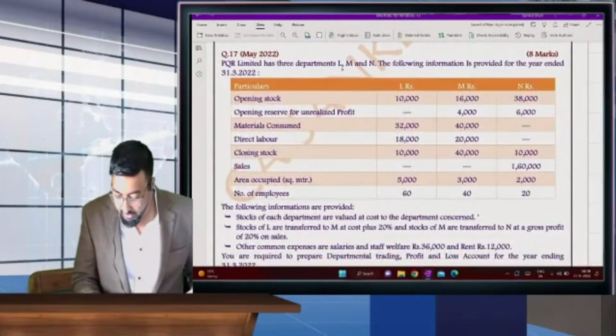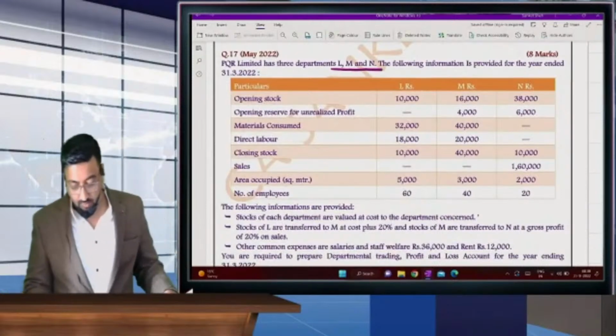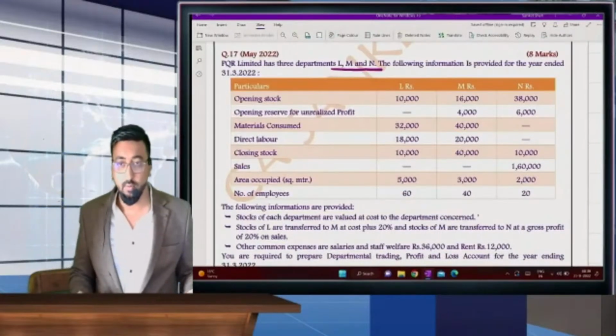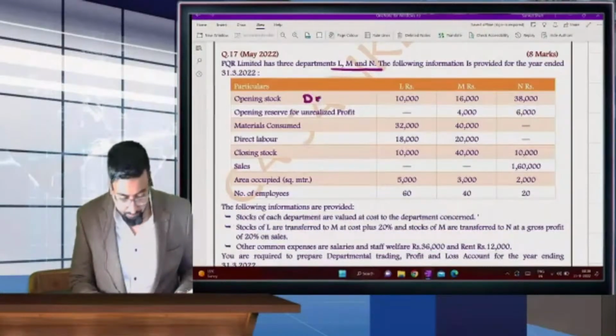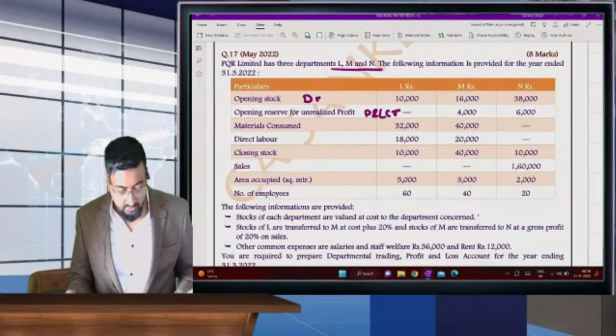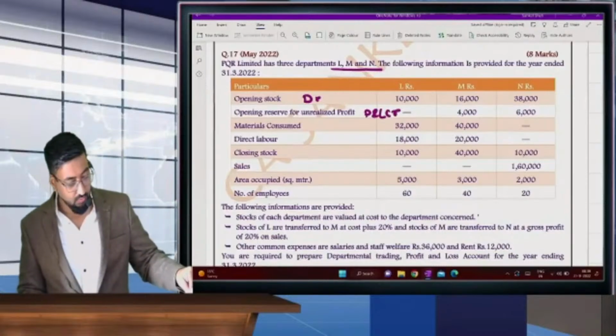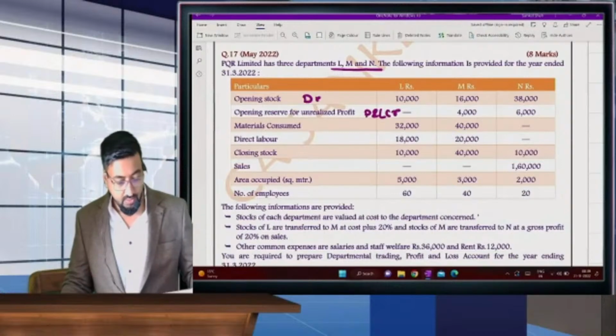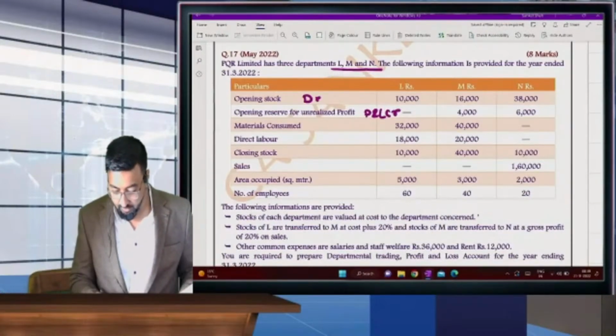PQR Limited has three departments, L, M, and N. The following information is provided for the year ended 31st March 2022. Opening stock. Opening stock is debit. ओपनिंग स्टॉक रिजर्व P&L के क्रेडिट साइड में लिखेंगे. P&L, this is trading account.